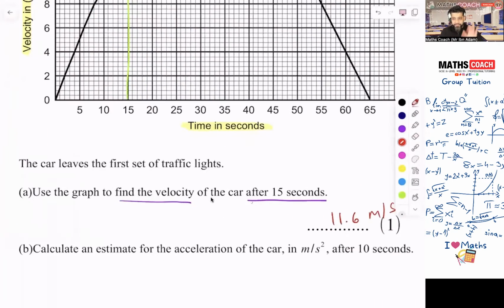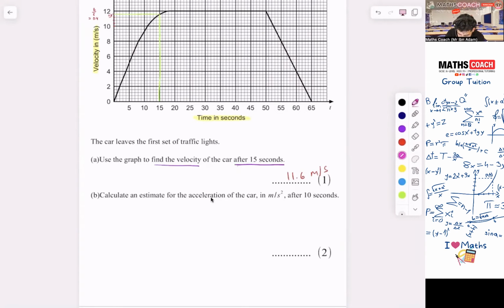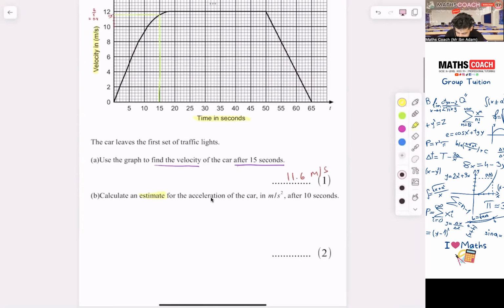Okay. Is that right? Question says, calculate an estimate. And this is a very important word, an estimate. So what does that mean? Again, you'll have a range, okay? You'll have a range of values you're allowed. There is no one particular absolute answer. It'll give you a range because it's an estimation, okay? Calculate an estimate for the acceleration of the car after 10 seconds.